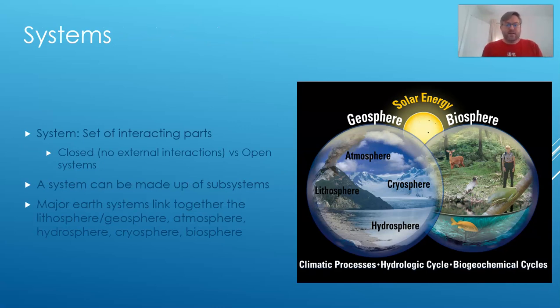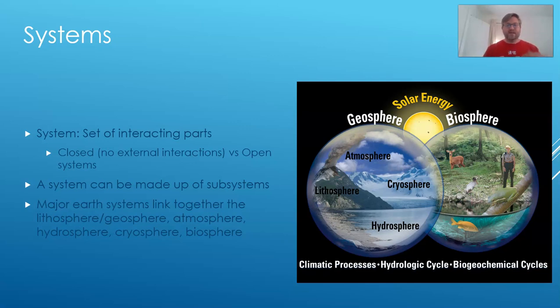To start out with, let's talk about what we mean when we talk about systems in an earth science context. A system is simply a set of interacting parts. You've got different parts and they interact with each other in some way. They influence each other. They affect the state that other parts of that system are in. And we often differentiate closed versus open systems. A closed system is a system that has no external interactions. That system is entirely working on its own. It's not influenced by anything outside of the system.